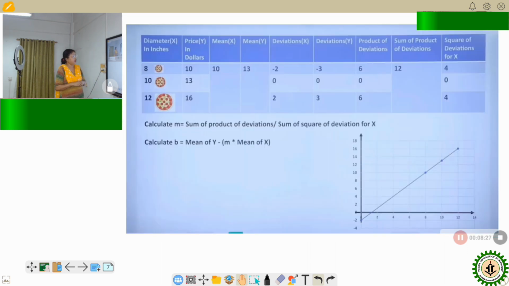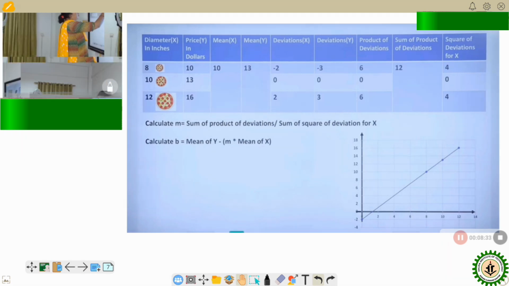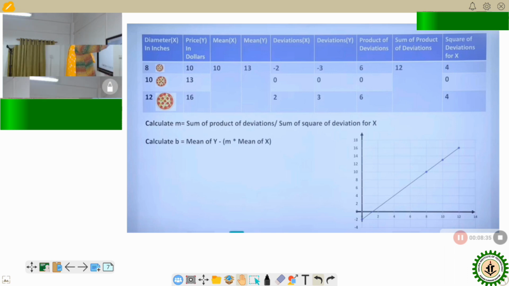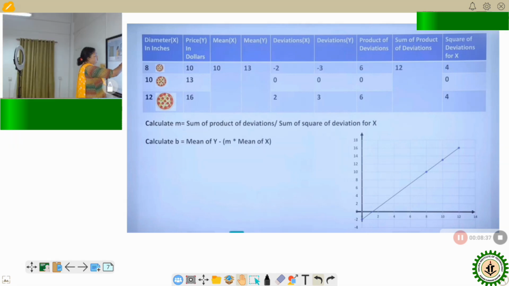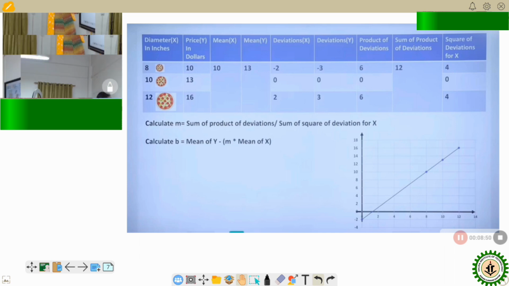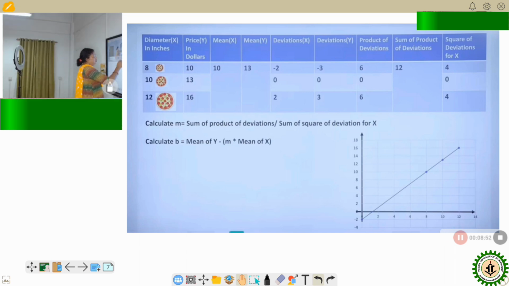Next, we can calculate this. First, you write two columns: the diameter x in inches and the price y in dollars. Here I take small values: diameter 8, the price is 10; diameter 10, the price is 13; and diameter 12 in case of pizza size, and the price is 16.